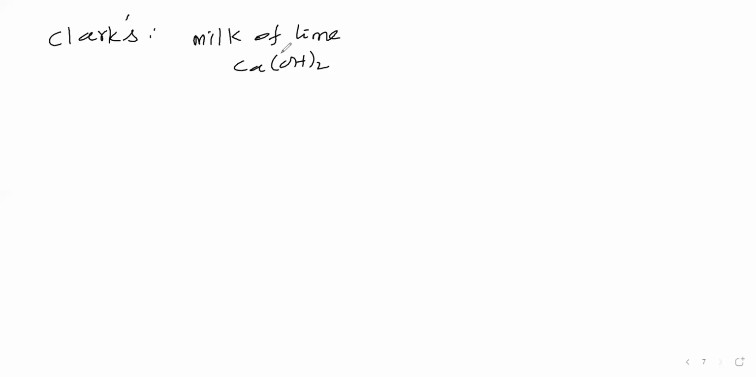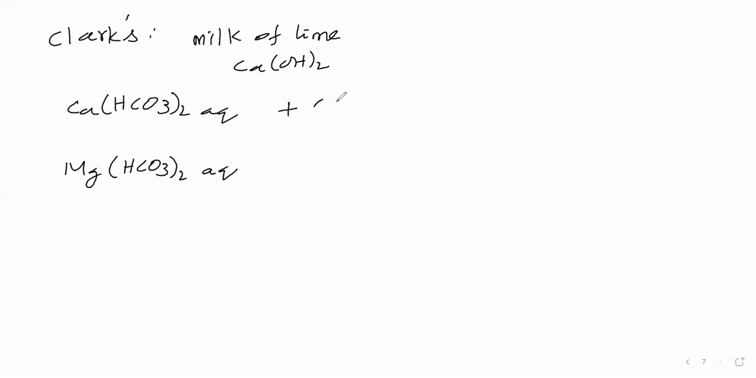We add a calculated quantity of milk of lime into water which contains temporary hardness. What causes temporary hardness? Calcium bicarbonate and magnesium bicarbonate. So in Clark's method, we add milk of lime, which is an aqueous solution of calcium hydroxide.